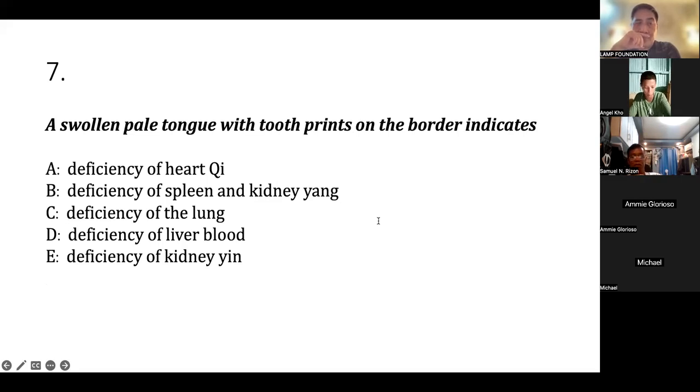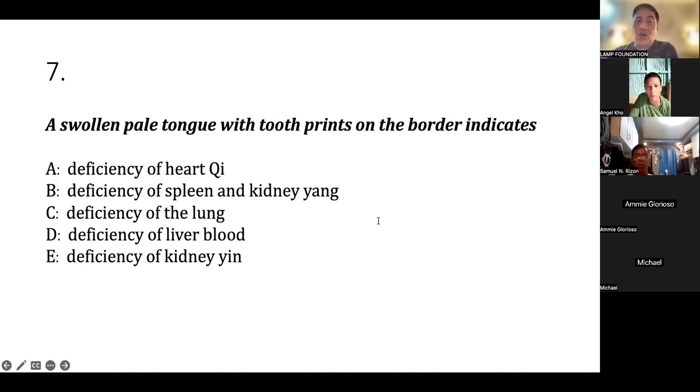Number 7 po, a swollen pale tongue with tooth prints on the border indicates A. Deficiency of heart qi, B. Deficiency of spleen and kidney yang, C. Deficiency of the lung, D. Deficiency of liver blood, E. Deficiency of kidney yin. Ang ano po nito ay deficiency of spleen and kidney yang po ang senyales.